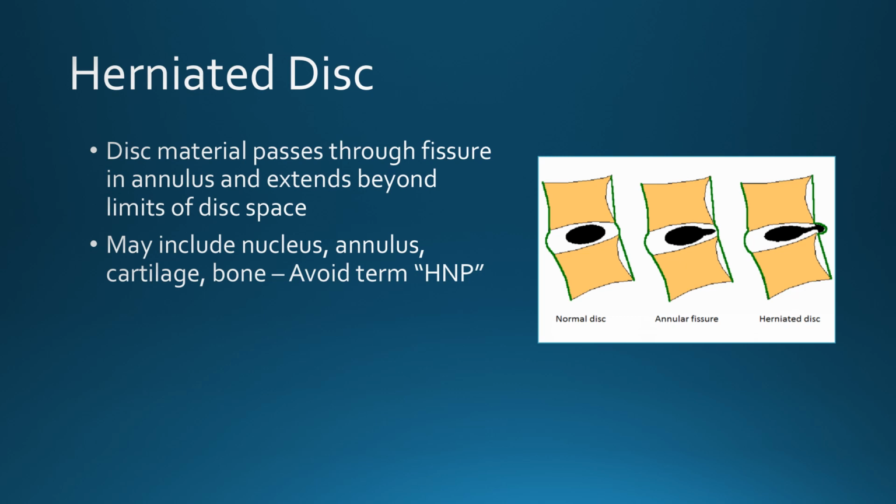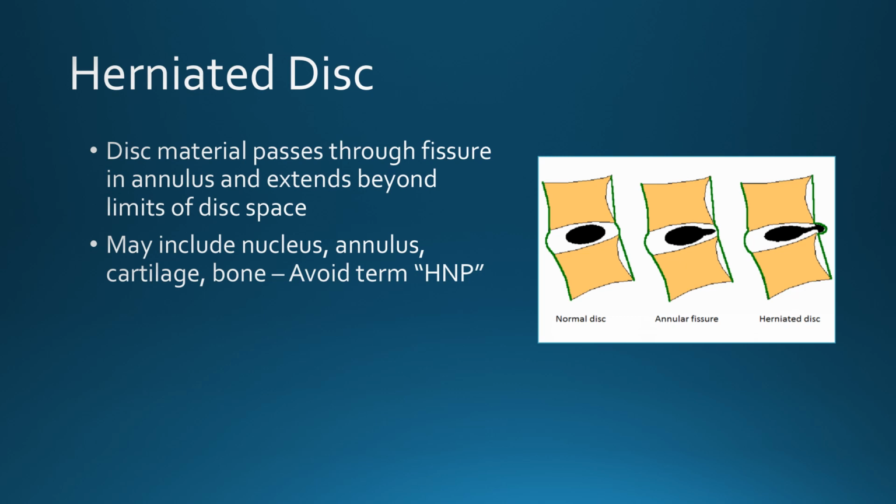So disc herniation is when disc material passes through a fissure in the annulus and extends beyond the limits of the disc space. So you can see in the diagram normal disc, annular fissure, where there's a fissure in the annulus, but the disc material has not extended beyond the disc space, and then a herniated disc when the disc extends out beyond the disc space.